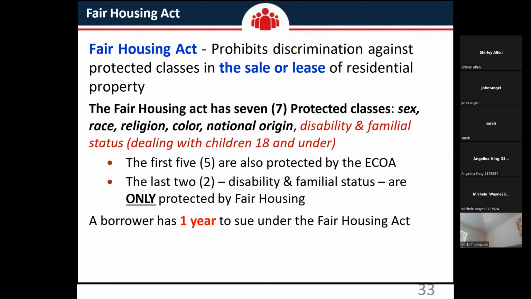The first 5 are also protected by ECOA. So once you learn the first 5, you kind of got this. The last 2, disability and familial status, are only protected by fair housing. If someone has a complaint regarding the Fair Housing Act, they have to submit it to HUD, Housing and Urban Development. They are the ones that come under HUD. They have like 1 year to make any lawsuits or any complaints regarding fair housing.